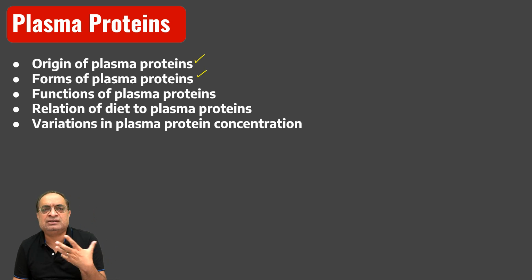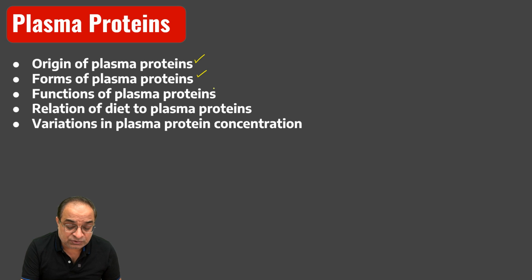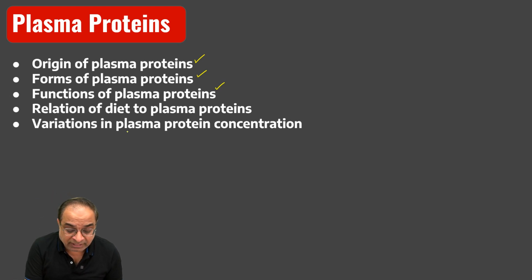We'll be talking about serum albumin, globulin, alpha, beta, gamma globulins. Gamma globulins are antibodies. What are the functions of plasma proteins? Fibrinogen and prothrombin are involved in blood clotting. Relation of diet to plasma proteins and variations in plasma protein concentration.